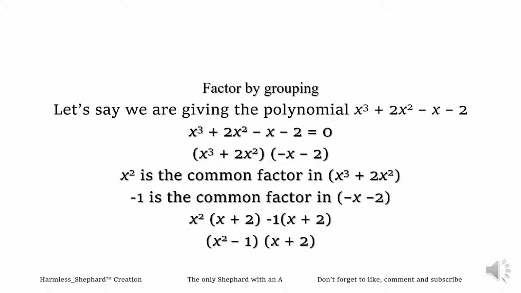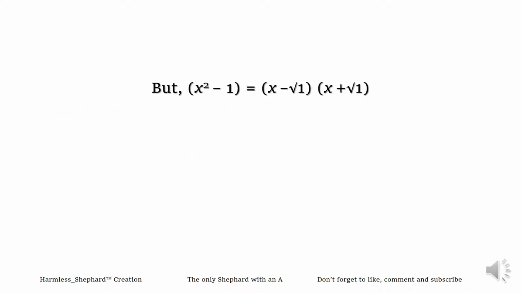You simplify so that we get the roots of the equation, because we are trying to find the roots of this polynomial. So we are using factorization by grouping or factorization by using the free term to get the roots of this polynomial. But x squared minus 1 is equal to (x minus root 1)(x plus root 1). We now substitute this into the equation.